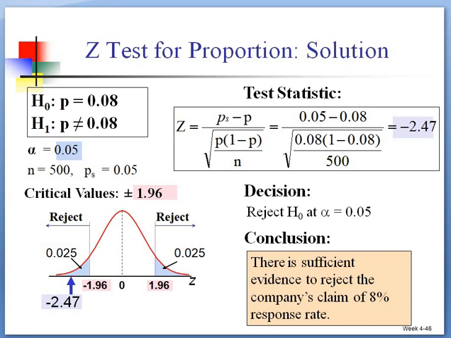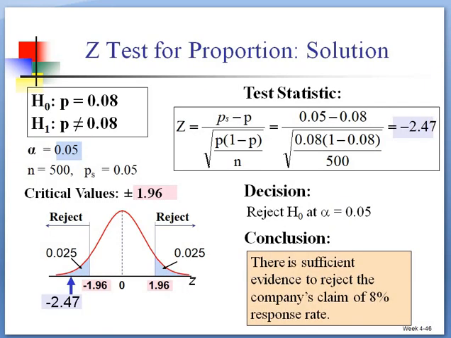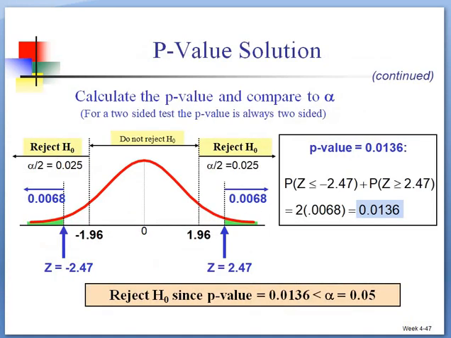Next, if the question asks to calculate the p-value, then using the answer negative 2.47 and referring to the table, we get 0.0068. Since this is a two-tailed test, we multiply by 2 and get 0.0136. Reject the null hypothesis, since the p-value 0.0136 is less than alpha equal to 0.05.